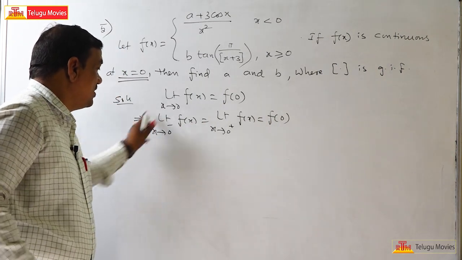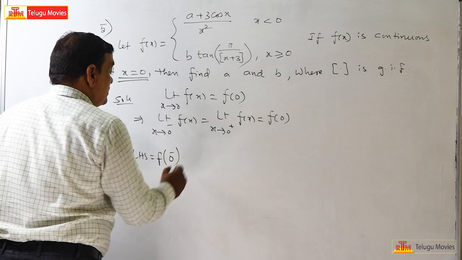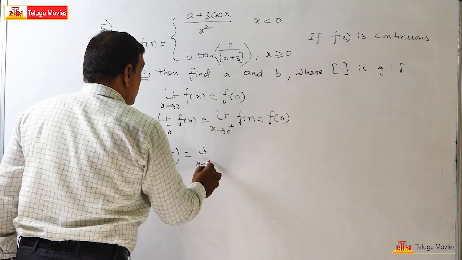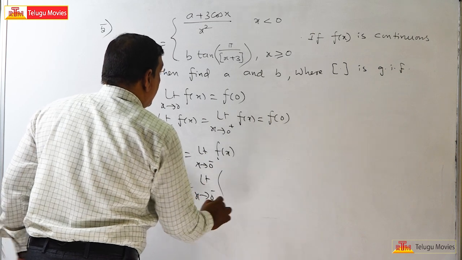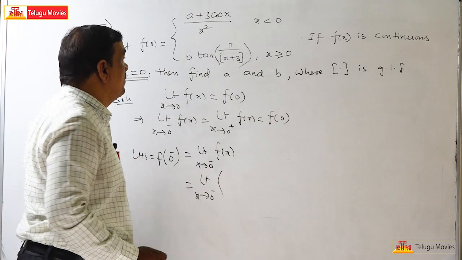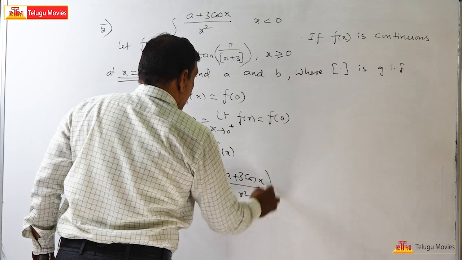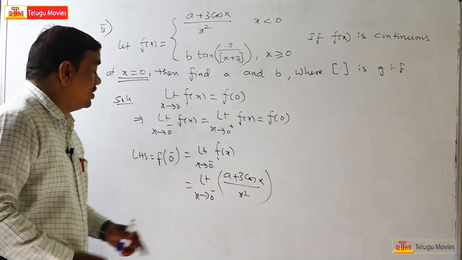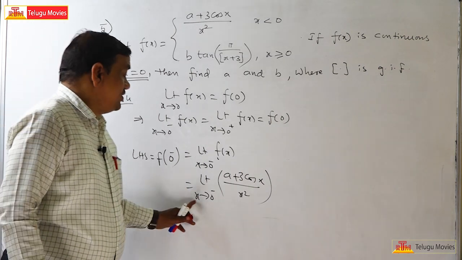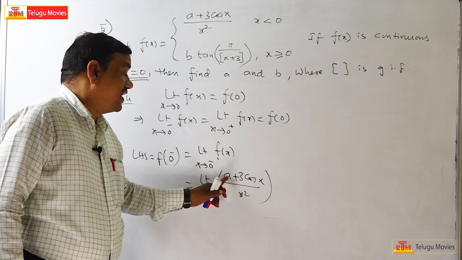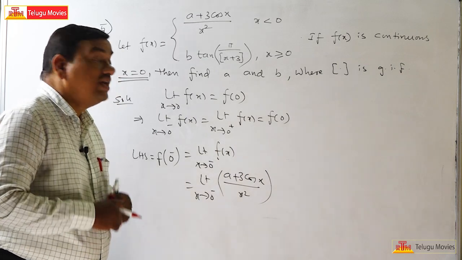First, we will take the left hand side limit. So f of 0 minus is equal to limit x tends to 0 minus f of x. Limit x tends to 0 minus means x less than 0. So this is equal to limit x tends to 0 of (a plus 3 cos x) by x square. If you substitute x equal to 0, you will get a plus 3 cos 0, which is 1, so a plus 3 by x square, which is infinity.